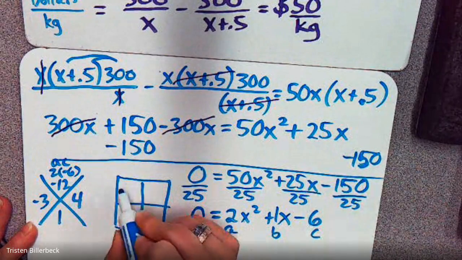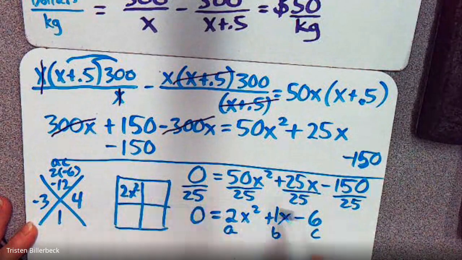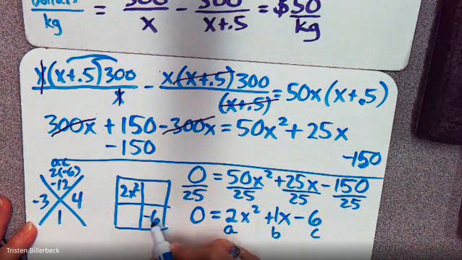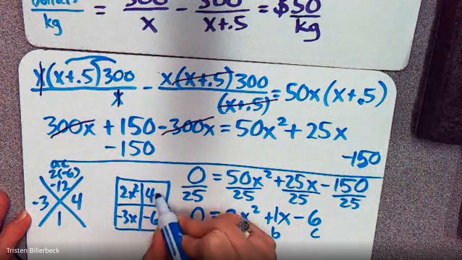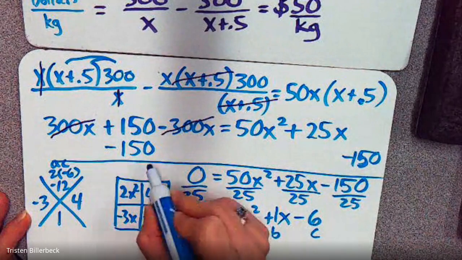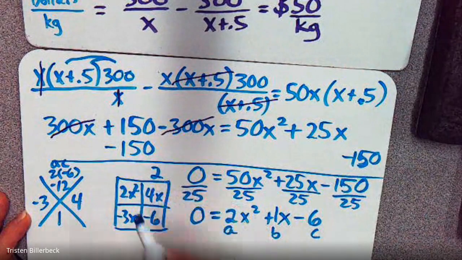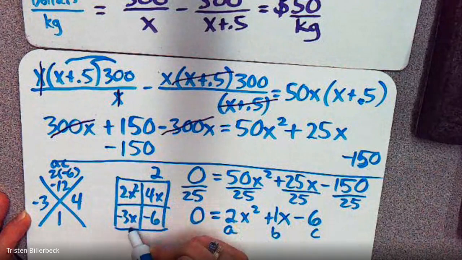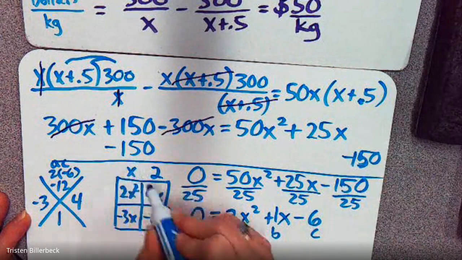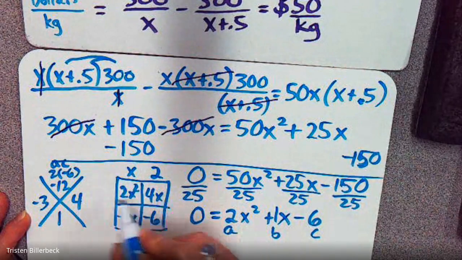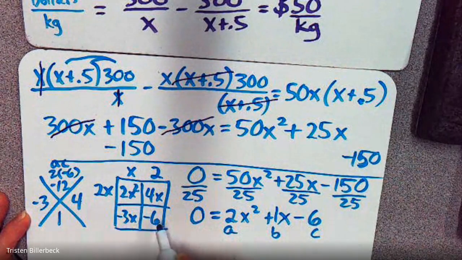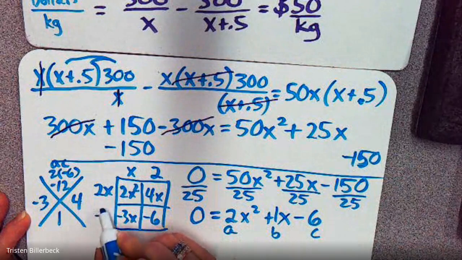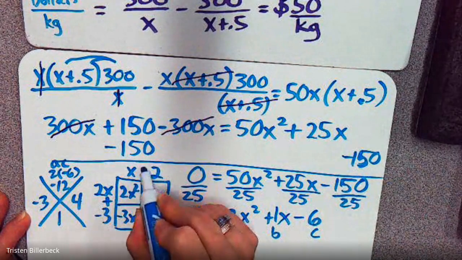So we have 2x squared here. We have negative 6 here. We have negative 3x, and we have 4x here. So 4 and 6 share a 2. They have a 2 in common. 2x squared and 3x have an x in common, and 2x squared and 4x have a 2x in common, and negative 3x and negative 6 have a negative 3 in common. So there we have it.